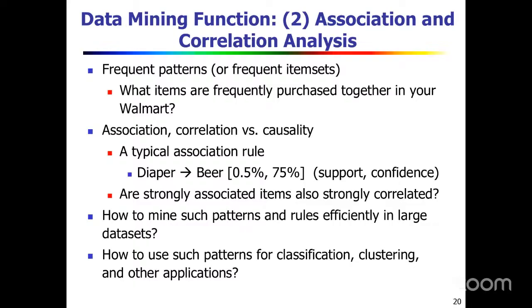From this statement, we can say whether buying a diaper leads to buying beer. For this statement, these are the statistical values: support value is 0.5% and confidence value is 75%. From this, we can say these are strongly associated items, also strongly correlated.